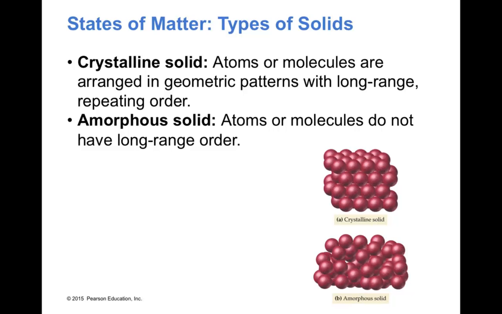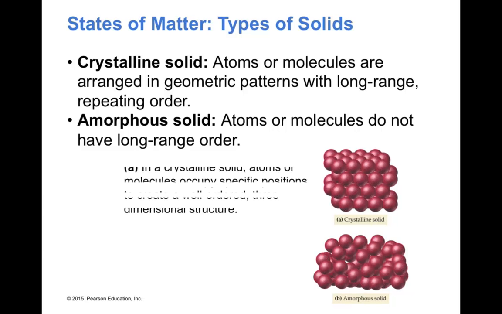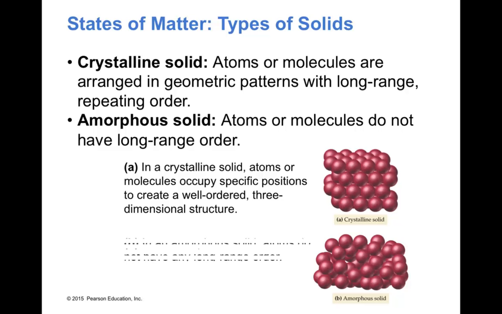Here is a representation of a crystalline solid, and we can see that atoms or molecules occupy a specific position to create a well-ordered three-dimensional structure. And the other one is an amorphous structure where atoms do not have that long-range order. As we can see here, they are more random, and here we have more of a well-ordered structure in the crystalline solid.